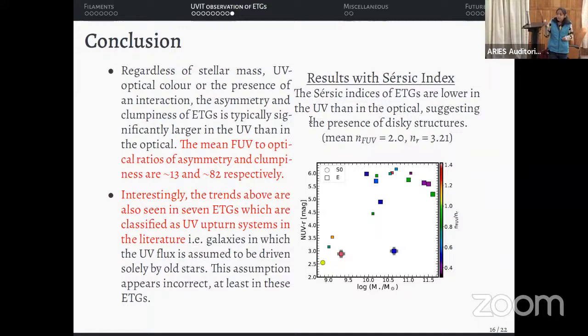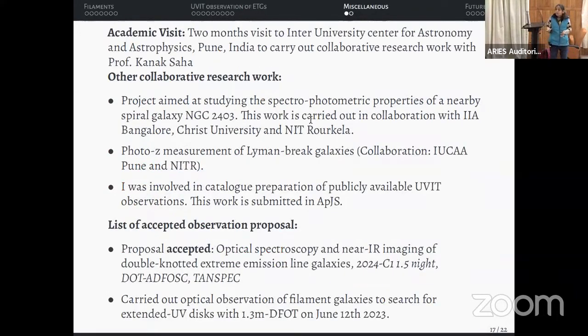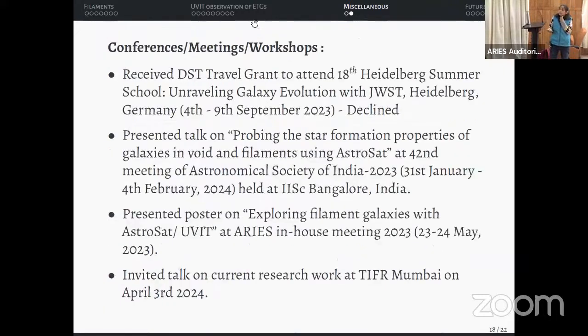So these are the two works that I completed last year. These are some other things that I've done in the last year. Now, this is a work that I've co-authored. It is submitted in AppJS, and I conducted two observations at DOT, meetings that were attended by me.